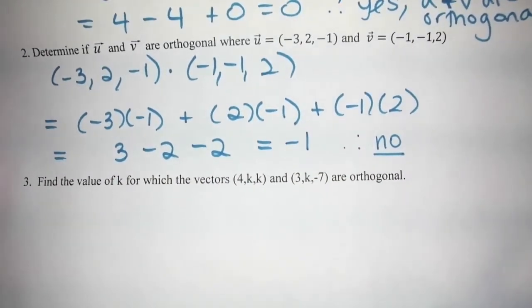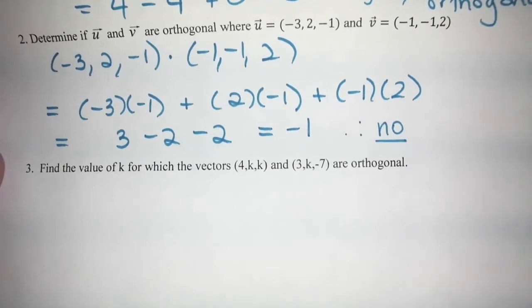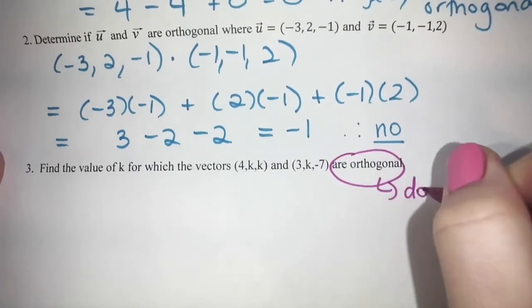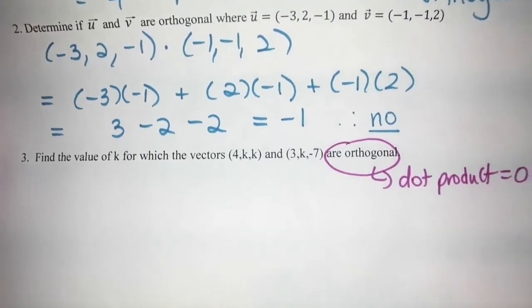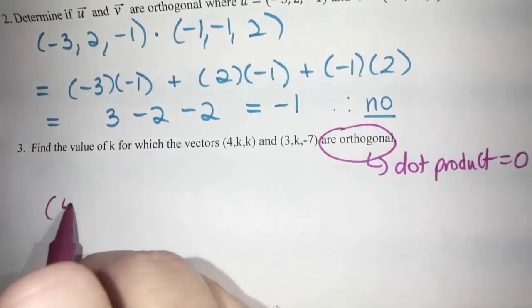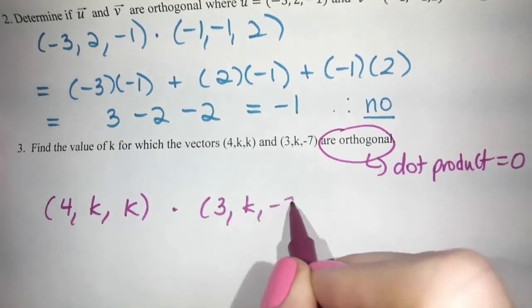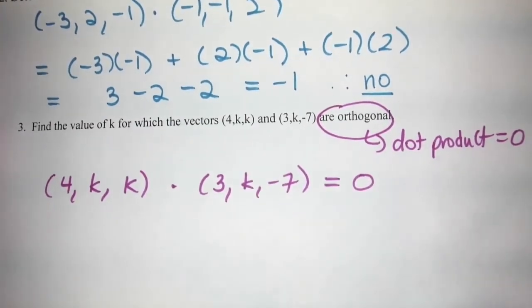Okay, a typical exam question that's a little bit trickier is find k so that these vectors are orthogonal. So if we know that they are orthogonal, then we know that the dot product is 0. So we can set up the dot product 4, k, dot 3, k, -7 equals 0, because we're told they're orthogonal.